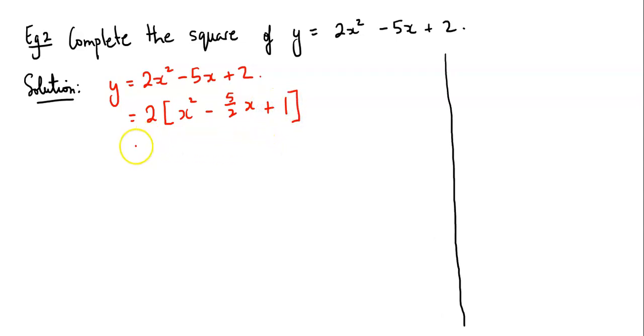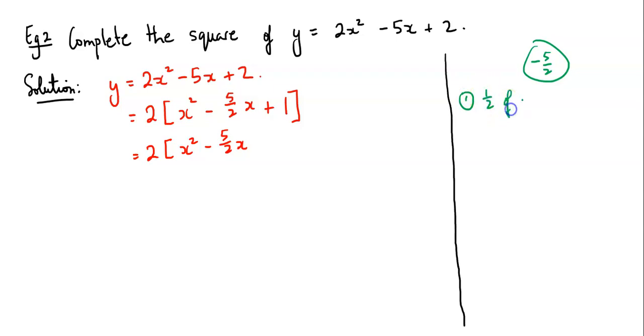That's our first step. Our second step: 2 open brackets, x squared minus 5 over 2x. Here we take the coefficient of x, which is negative 5 over 2. The first thing we're going to find is half of it. Half multiplied by negative 5 over 2 gives us negative 5 over 4.